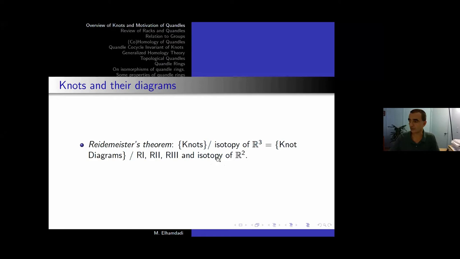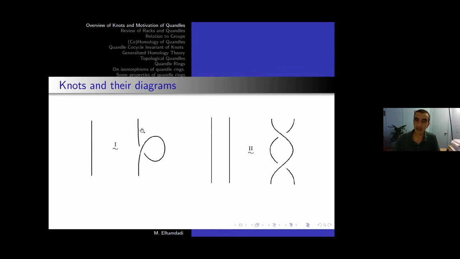Now, here are the diagrammatics of the Reidemeister moves. The first one is R1. Then you have your knot, but locally in some small disk, you have this shape. And basically what you do, you just deform it to become straight. And outside this disk, you have the rest of the knot.